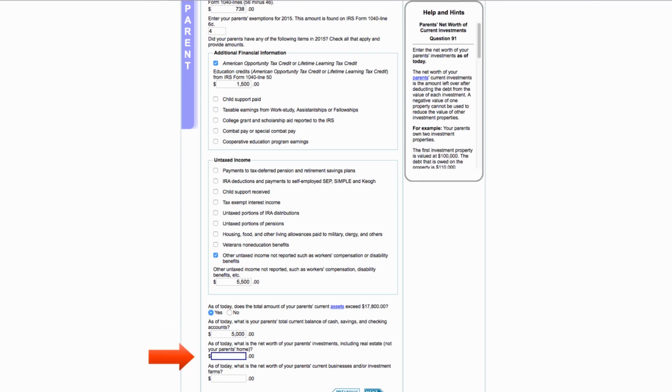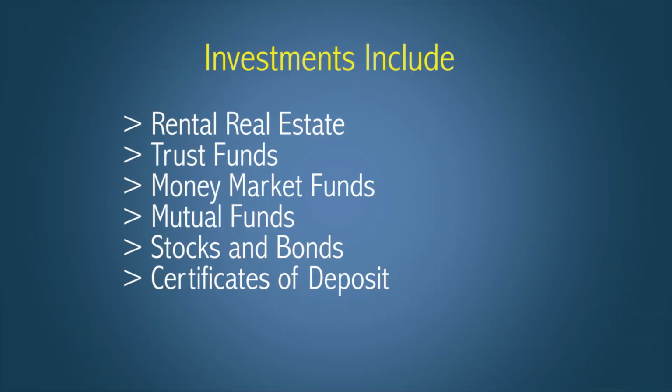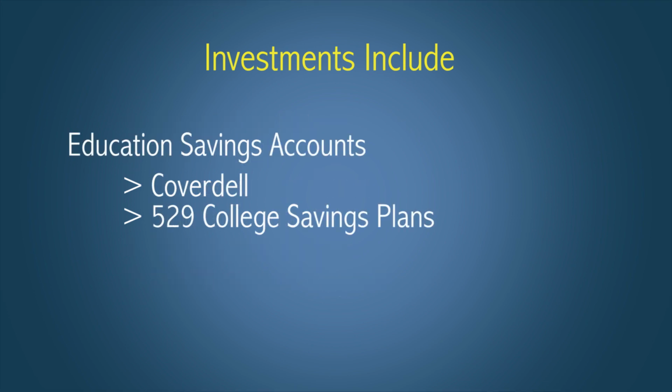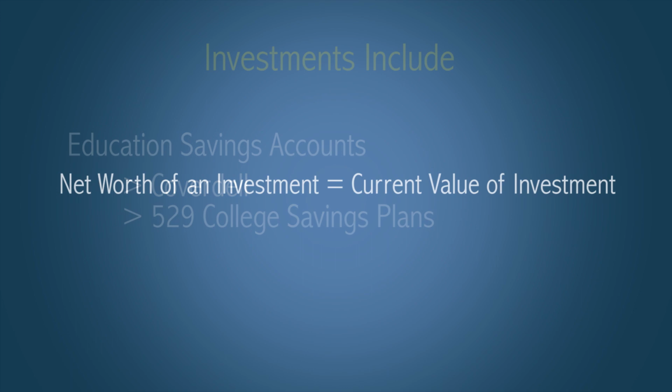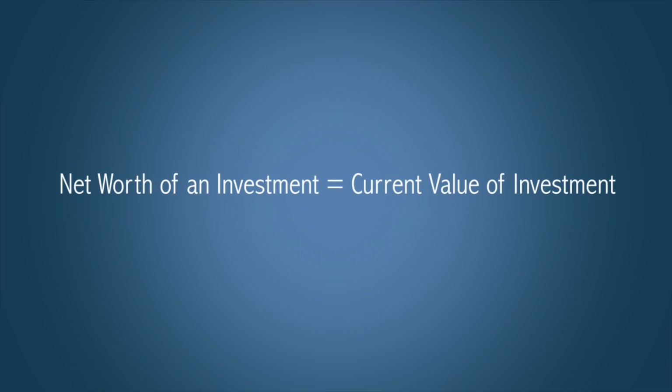This next question asks for the net worth of your parents' current investments. Investments include any real estate owned other than the home in which your parents live, trust funds, money market funds, mutual funds, stocks and bonds, and CDs. Parent investments also include education savings accounts such as Coverdell and 529 college saving plans, even if it is under the student's name.